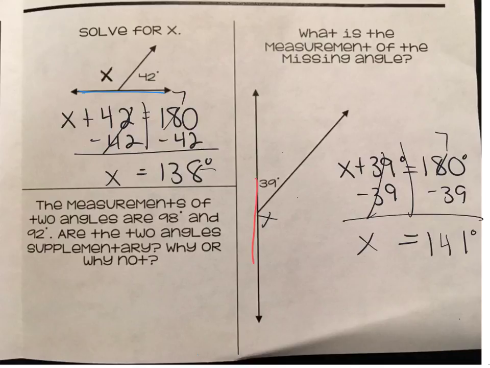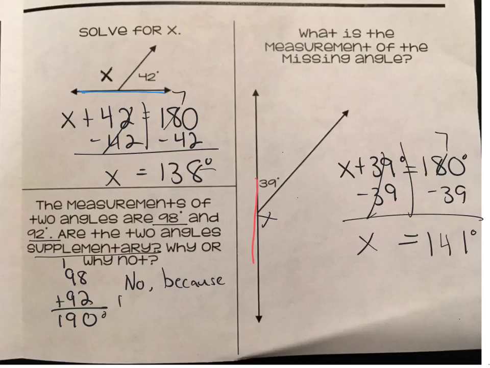Okay, and our last one says the measurement of two angles are 98 and 92 degrees. Are these two angles supplementary? Remember, supplementary is 180. So I do 98 plus 92. This will give me 10, and this will give me 190. So no, because the sum is greater than 180 degrees.